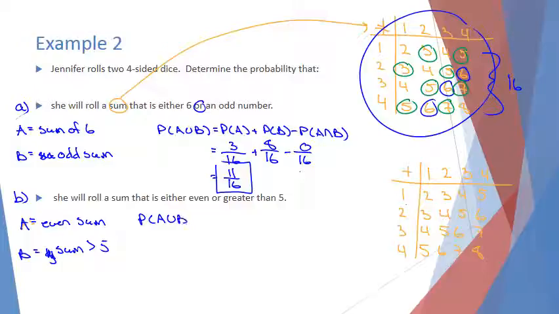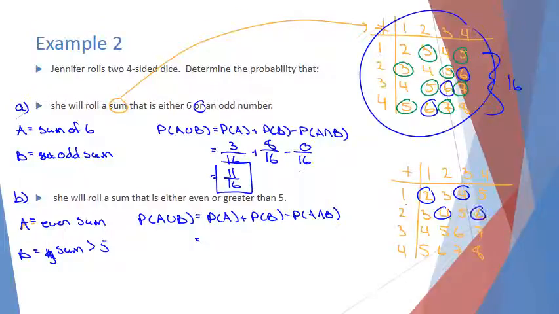Okay, again, it's an OR situation, so OR is union. So I'm going to write out my little formula here. And if you remember some of the previous chapters, this stuff will make a little bit more sense. So now probability of event A, and we're saying event A is an even sum. So let's look at all the even sums. So 2, 4, 4, 6, 4, 6, 6, 8, and that's 8 of them. So 8 out of 16 if you count that up.